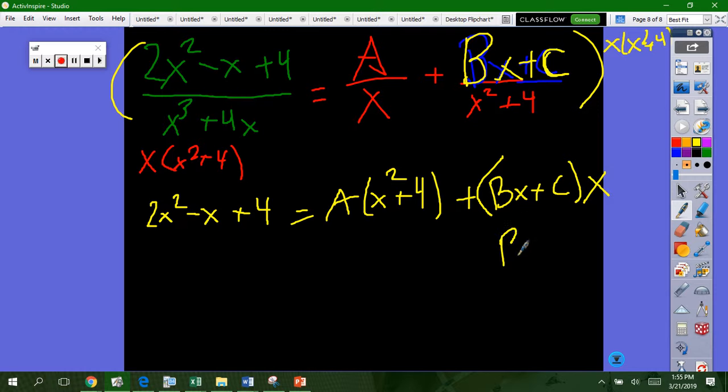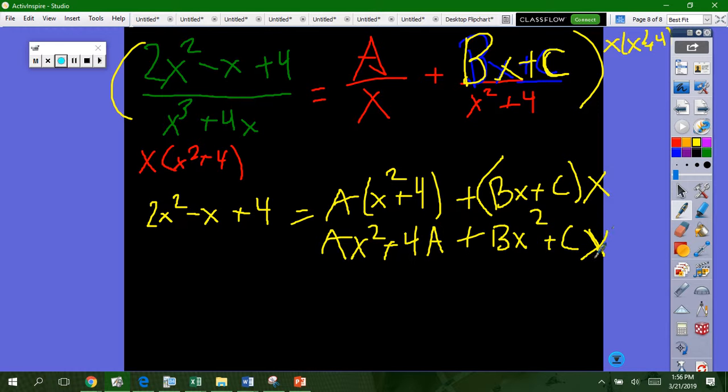Somebody asked me, Mr. Roberts, couldn't I do it this way though? And you can, but you have to be very clear in what you're doing. Wouldn't that look like I do bx plus c times x? You see how that's not the greatest notation? So that's why I put everything up in the top in parentheses. So I have ax squared plus 4a plus bx squared plus cx. Is everybody okay with what I have there and how I got there?